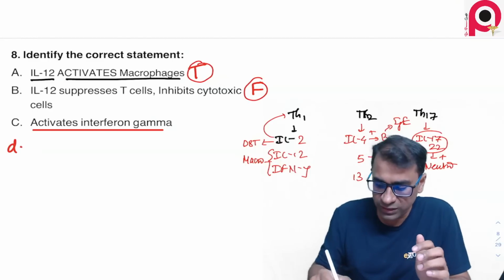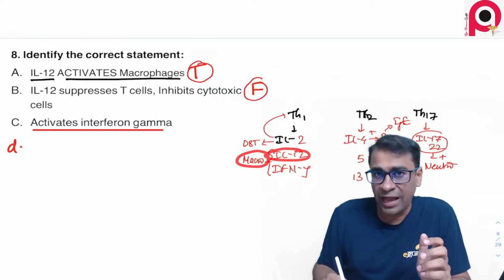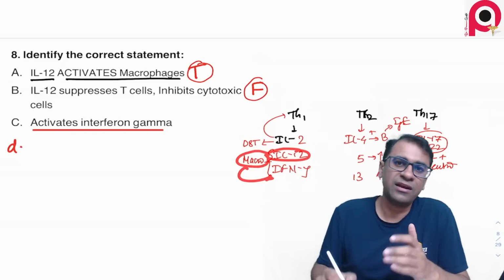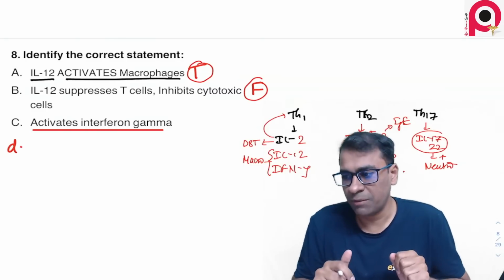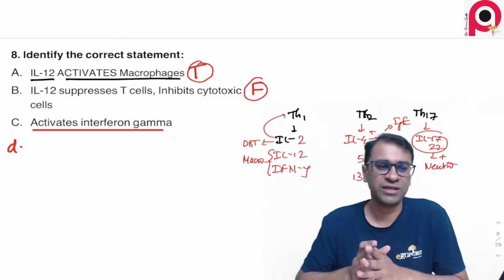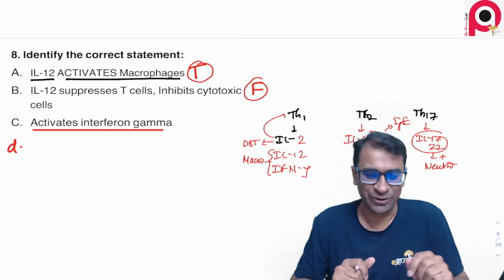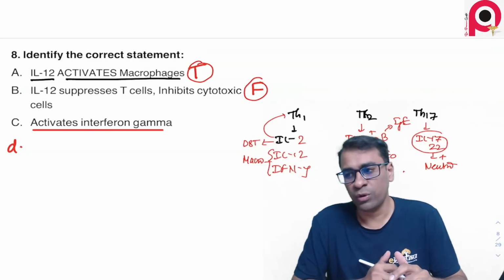So what you should know is that IL-12 will basically activate the macrophage, and the macrophage will then release IFN gamma to cause granuloma formation. If you can please let me know what the other option was, it's very kind of you. I'll come back to this question once you answer me here.